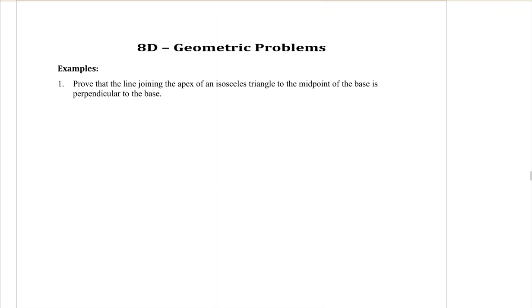So this exercise today is we want to use our vectors to help us prove things like a geometry proof, but using vectors. A lot of our geometry properties are going to come into play here. Our first one says to prove that the line joining the apex of an isosceles triangle to the midpoint of the base is perpendicular to the base.